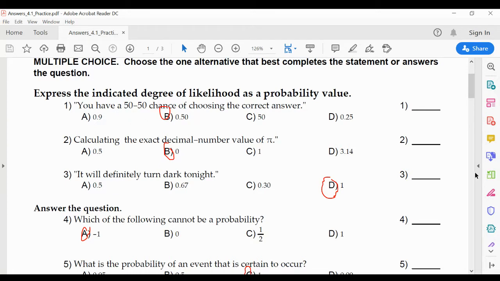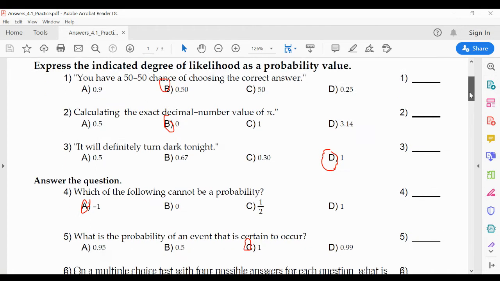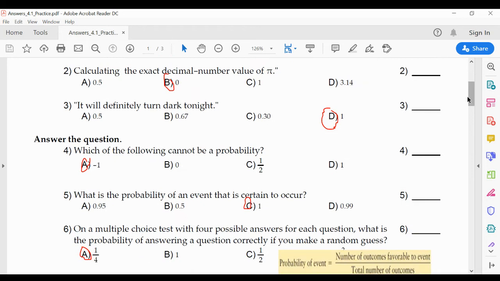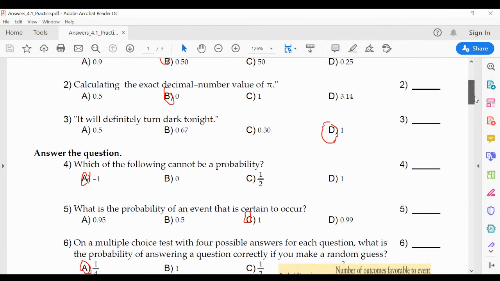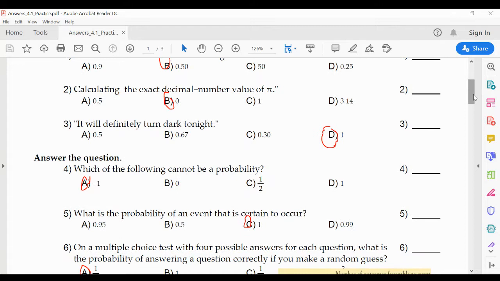Calculating the exact value of pi. Well, pi is an irrational number. Expressed as a decimal, it doesn't end, neither does it terminate. It goes on and on infinitely. Supercomputers have tried to calculate pi to millions of places. Guess what? There is no exact value. Never was, never will be. So the probability that you're going to calculate it is 0. Ain't going to happen.